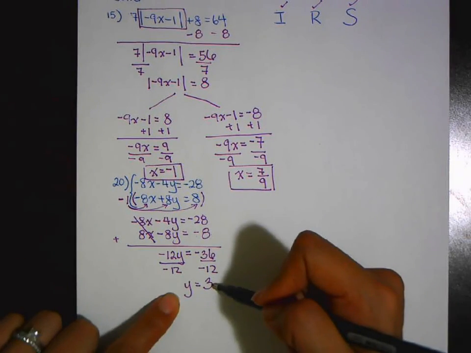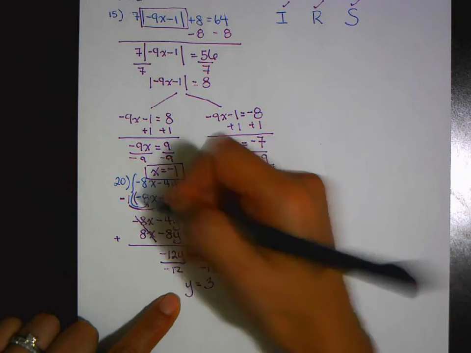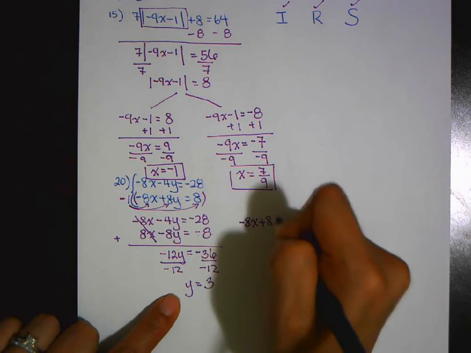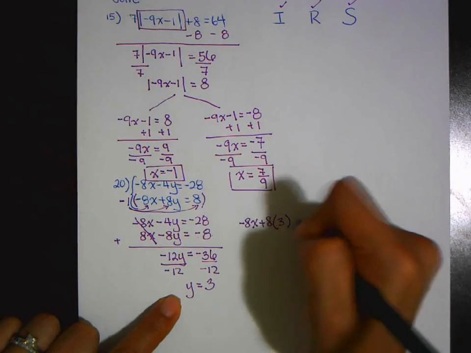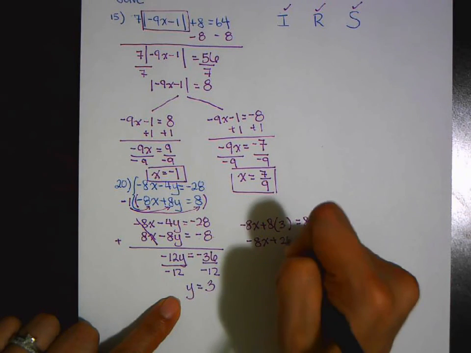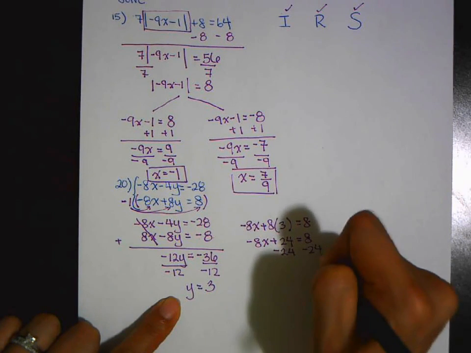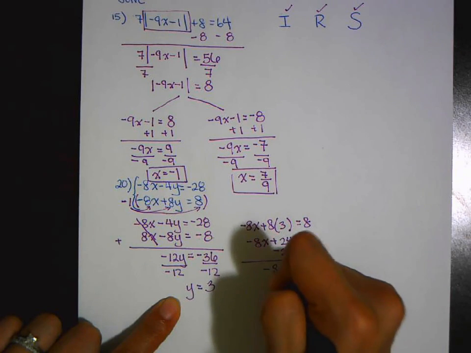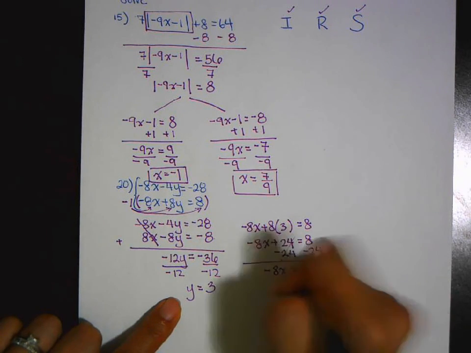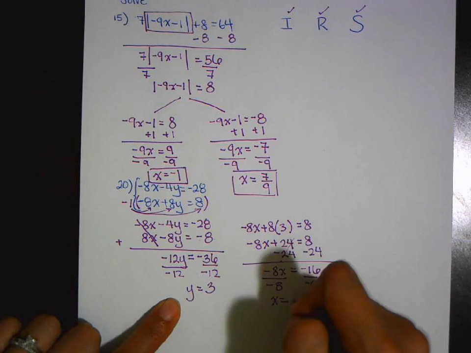Now I have y equals positive 3, plug it back into one of the original equations. It seems easier to do it with the 8s. So plug it in: negative 8, don't know what x is, plus 8 times, I do know y is 3, equals 8. So working it out, negative 8x plus 24 equals 8. Subtract 24 on both sides. Negative 8x, that goes away, equals negative 16. Divide by negative 8 on both sides. x equals positive 2.